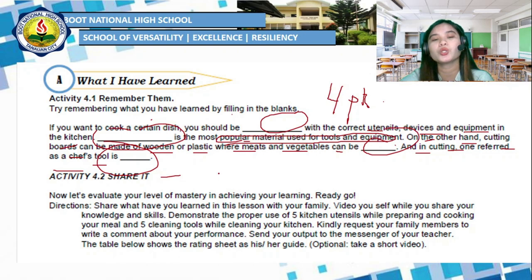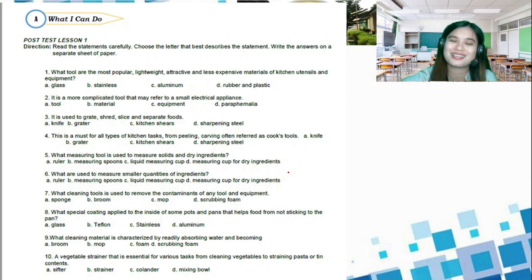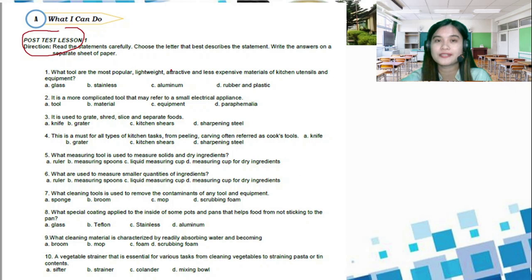Okay. Now let's have here our post-test. Okay. So post-test is, again, what I discussed to you before I have my lesson, we have the pretest. Pretest and post-test are the same. But the difference is the pretest is used so that I can assess if you already have the knowledge. But post-test, it is assessed if you learned something in this lesson.